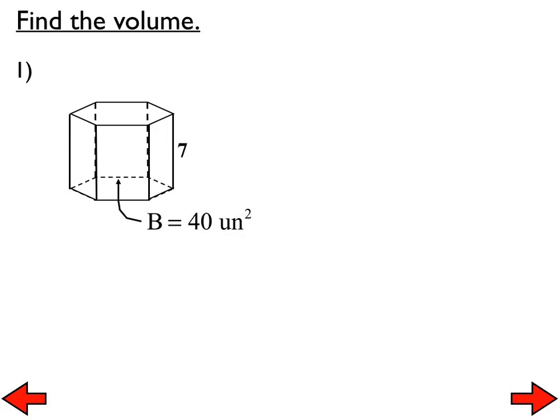All right, we are now officially at number 1. This is a hexagonal prism. I'm telling you that the area of the base is 40. I would like you to find the volume. So in this, the hexagon is the base. In the first few problems, I am giving you the area of the base. And remember, to find the volume, it is the area of the base times the altitude.